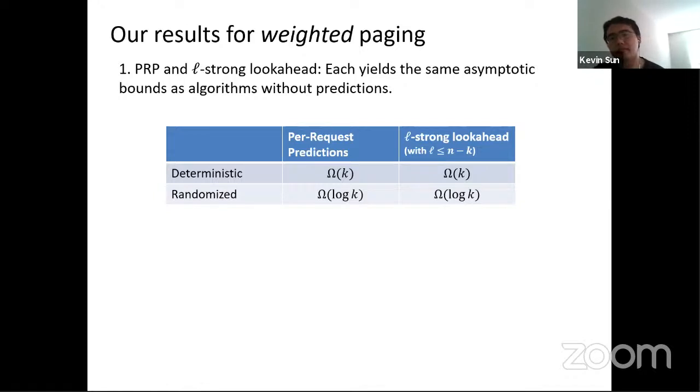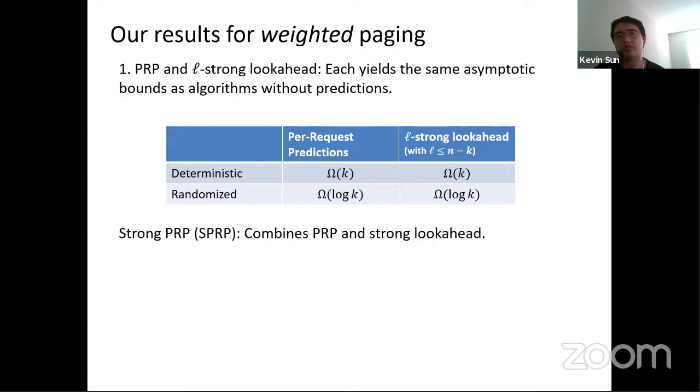To overcome these lower bounds, we introduce a third prediction model, which in essence combines the previous 2. I won't give the details, but basically you can see everything that both of them can see. This one we call strong PRP. It combines strong lookahead and PRP. For this one, we prove that if this prediction model is completely correct, then we get a 2-competitive algorithm. But we'd also like to analyze how it does if it's not completely correct.